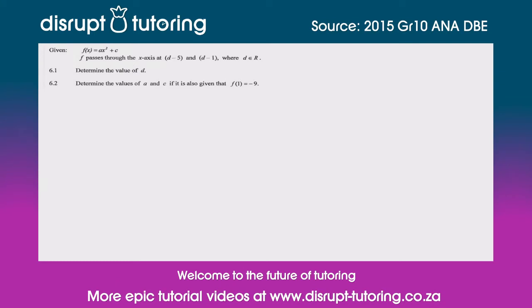Today we're going to deal with a slightly trickier functions question, and by the end of this we'll have a really good understanding of functions. So they've given us f of x equals ax squared plus c. Now f passes through the x-axis at d minus 5 and d minus 1, where d is an element of the real numbers. They've then given us this question, determine the value of d. Now this is something I've personally never seen before, and I'm sure you've probably never seen a question like this before, and it requires a really good understanding of functions.